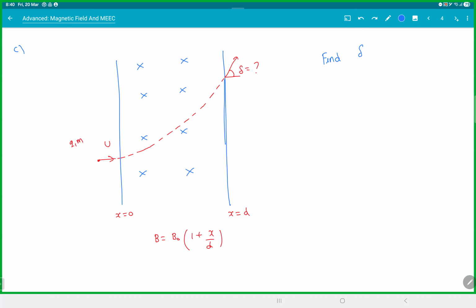Here I still gave it like this. I can even make it enter at an angle theta. That's okay. There is just one thing you should know. If you know that formula, it is done.